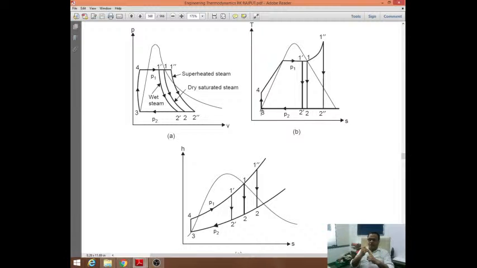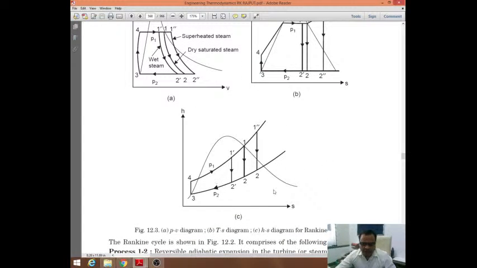I will say it once again: if you want to increase the thermal efficiency of Rankine cycle, only one possible solution is to increase the average temperature of heat addition. And that is what is done during reheating, during regeneration, or even superheating to some extent. Now let us study the HS diagram, because we are going to use this for finding out the properties of the steam while solving the numerical problem.